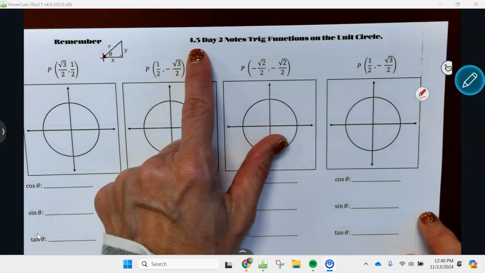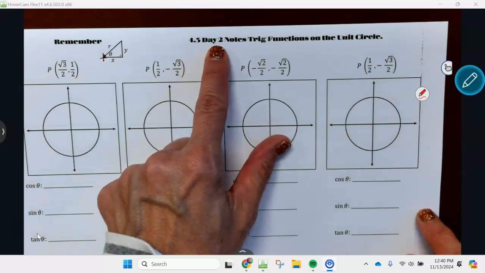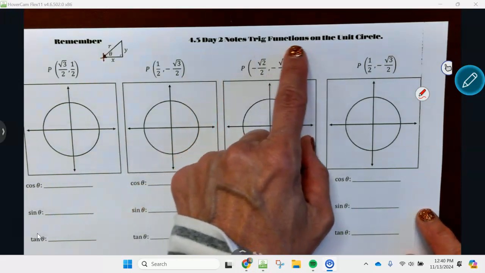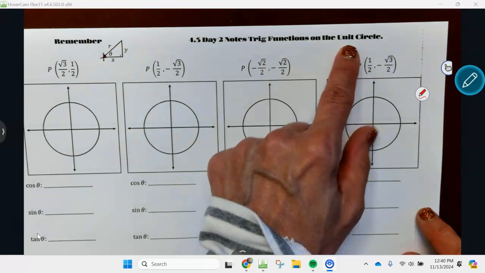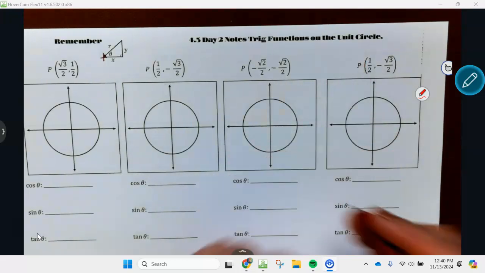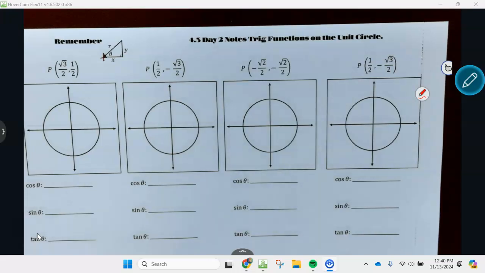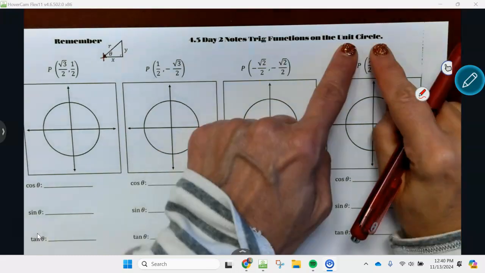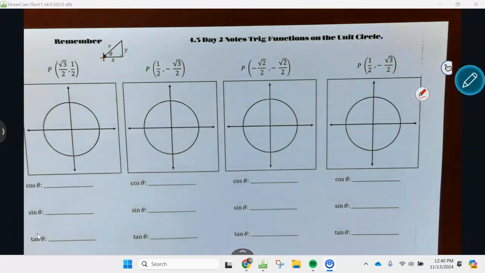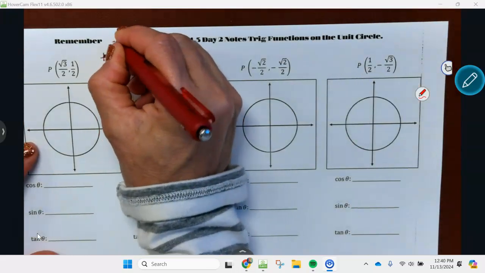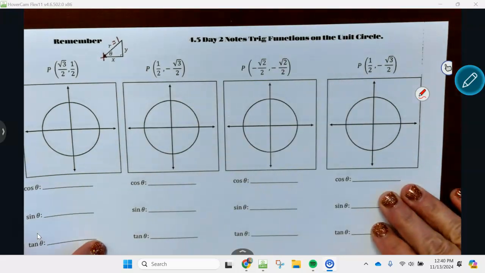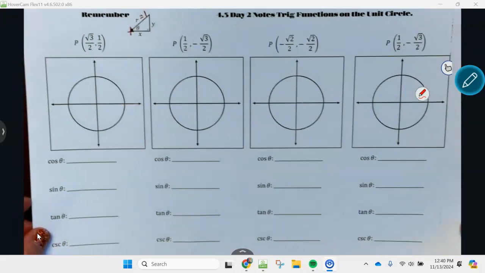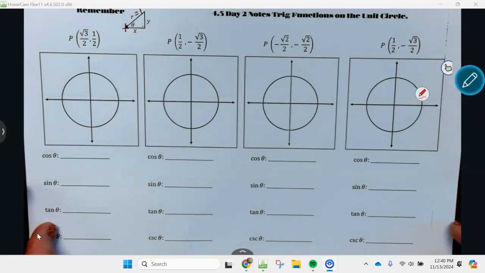Let's read the title of this. 4.3 Day 2 Notes. Trig functions on the what? Unit circle. Then if it's a unit circle, what is the radius? 1. So when you see the words unit circle, it is given that the radius equals 1. All right, cool. Let's start analyzing 4 different scenarios here.